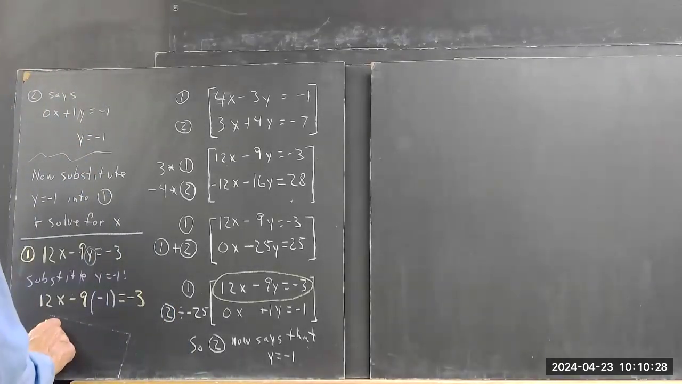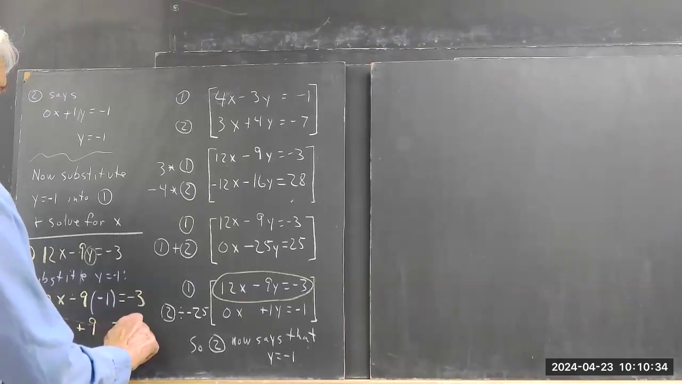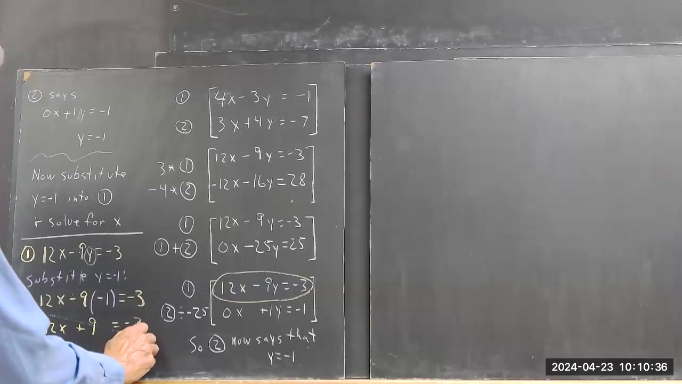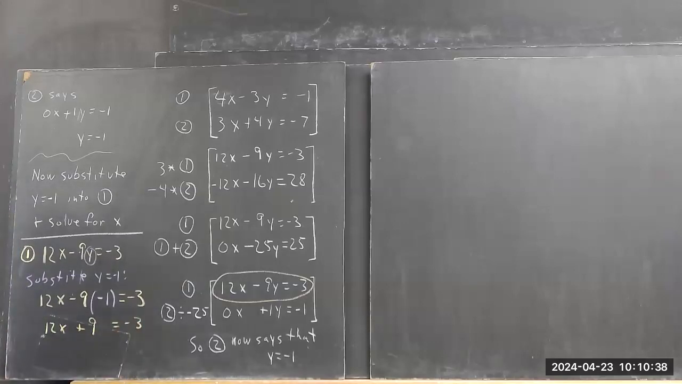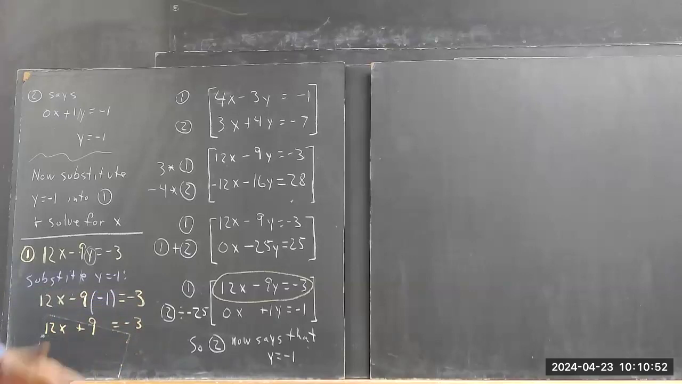We get 12x plus 9 equals -3. And then we add, in this case, it'd be -9 to both sides. Now, people did multiply this out, did subtract 9 from this side, but then they would have added 3 to this side. Okay, you got to do the same thing on both sides.